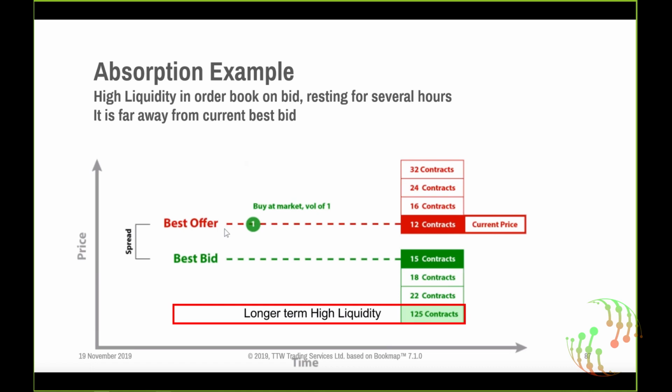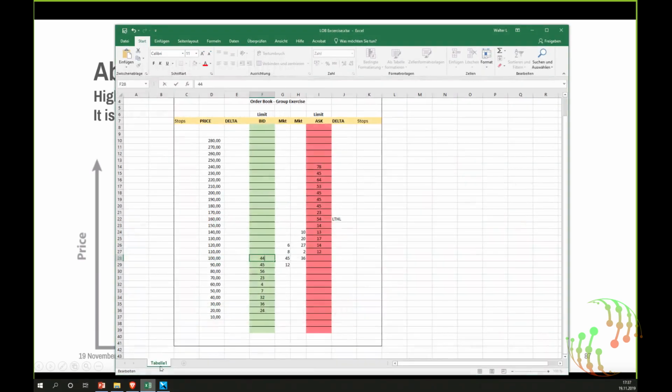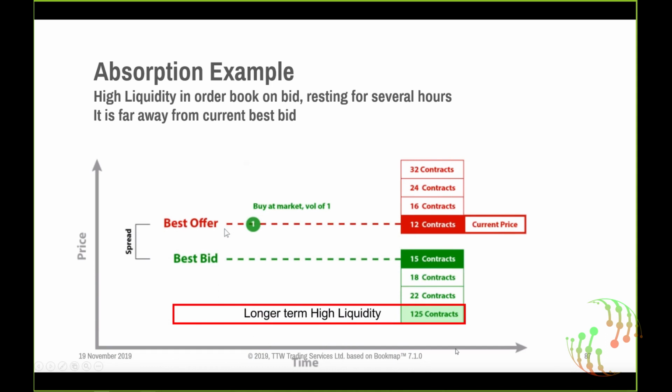But I think it's very clear to you. So we have here the offer side. There's a little bit of a different presentation than this one. It's the time. We have the time axis here and the price axis here. So we have 12 contracts here, 16 contracts there, 24 and 32.